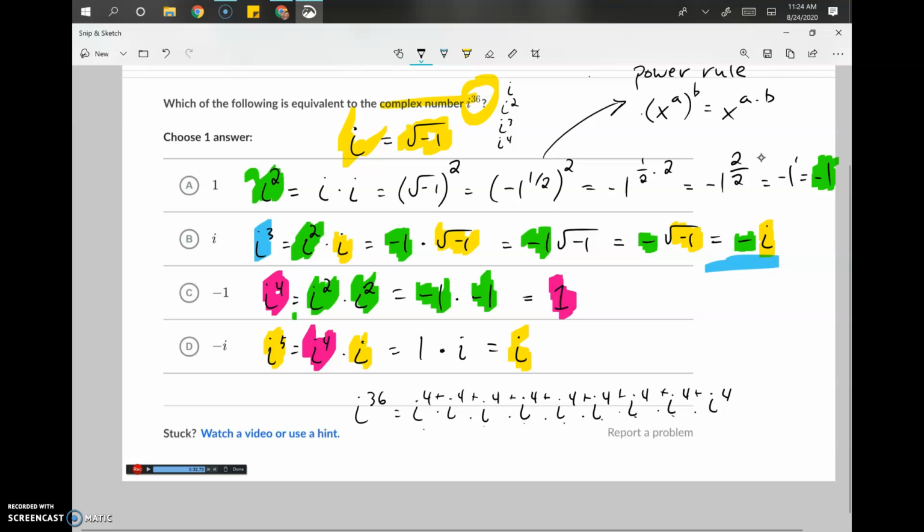Since all these are i to the fourths, then we know it's just going to be 1 times 1 times 1 times 1, so we know that it's 1. So that's one way we can think about it.